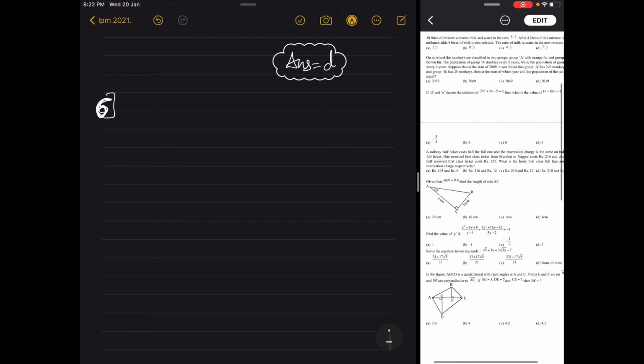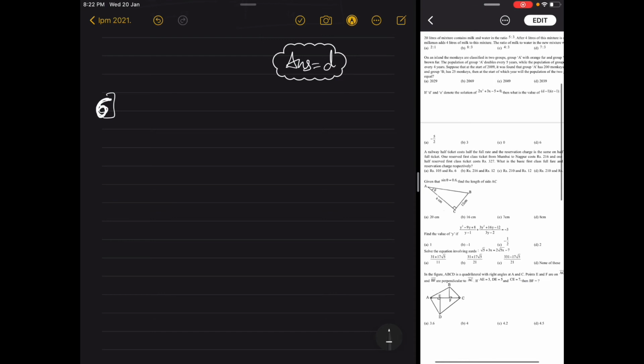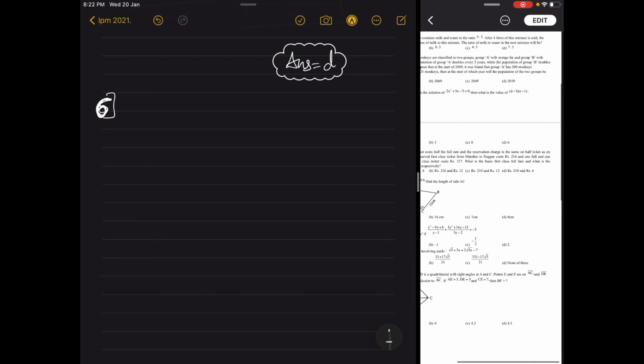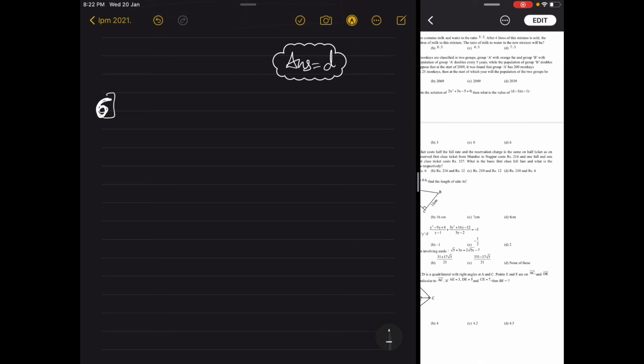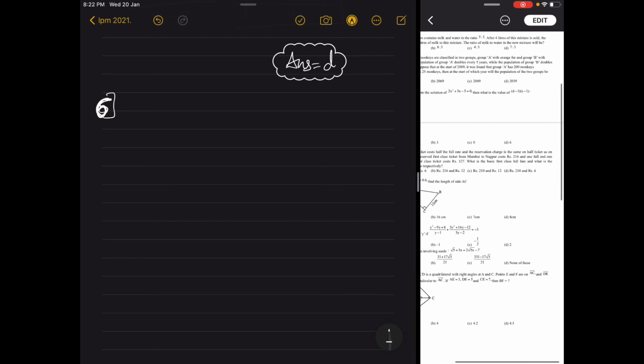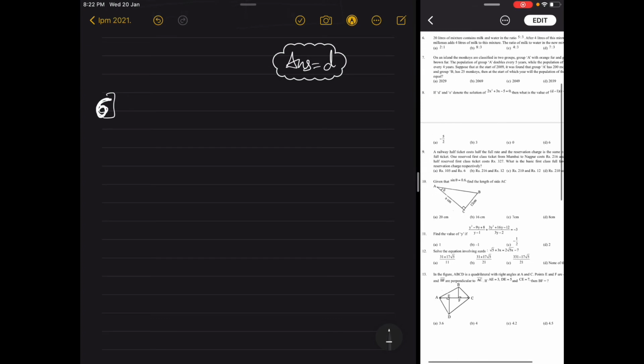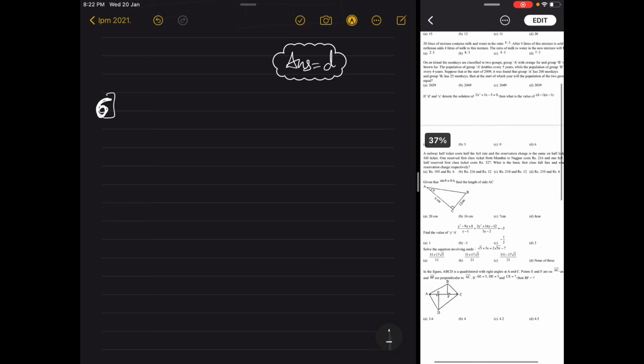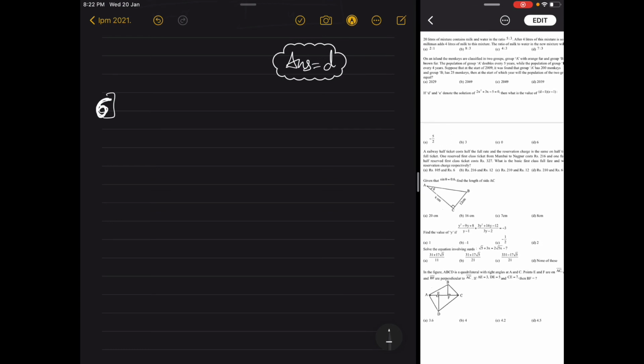So the 6th question reads, 20 liters of mixture contains milk and water in the ratio 5:3. After 4 liters of this mixture is sold, the milkman adds 4 liters of milk to this mixture. The ratio of the milk to water in the new mixture will be. So let's take the first ratio into consideration, 5:3, and the 20 liters of volume.